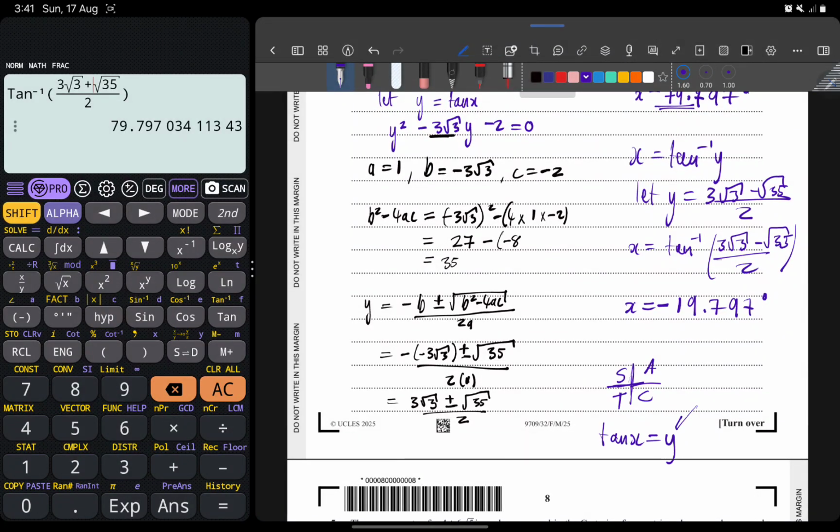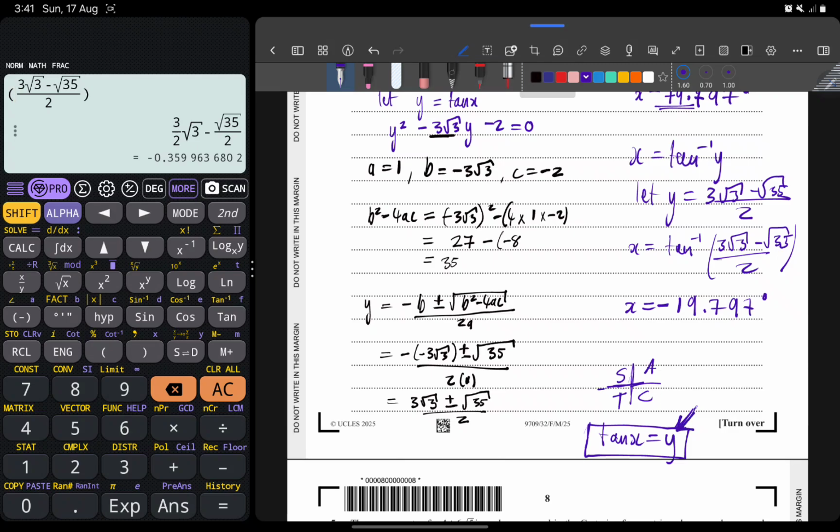So we want to see this y, was it positive or negative? This tells us which quadrant, because tan x was supposed to be what? It was 3 root 3 minus root 35. So I'm going to say 3 root 3 minus root 35, removing the tan inverse here. Okay. If I say 3 root 3 minus 35, I'm going to get a negative answer. So that's what I had, tan x being equal to y, a negative y.